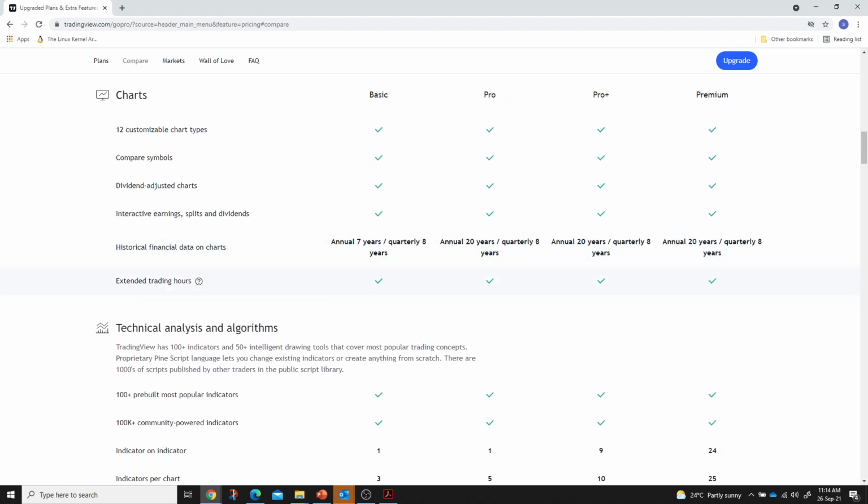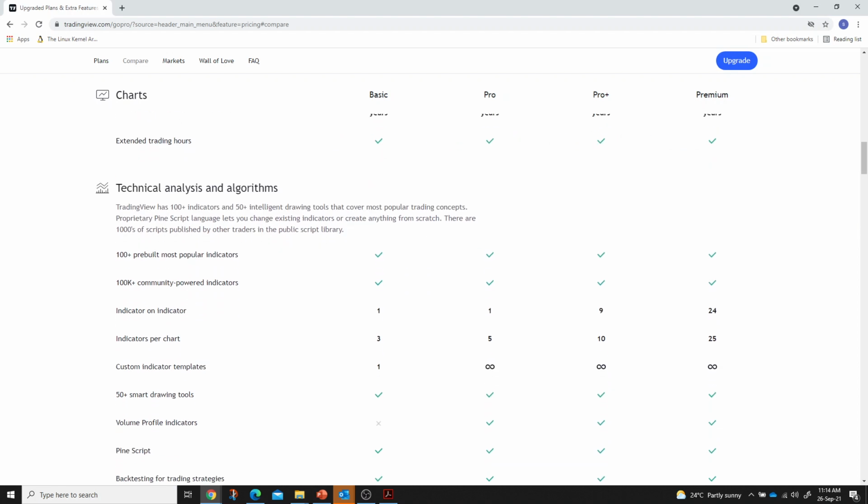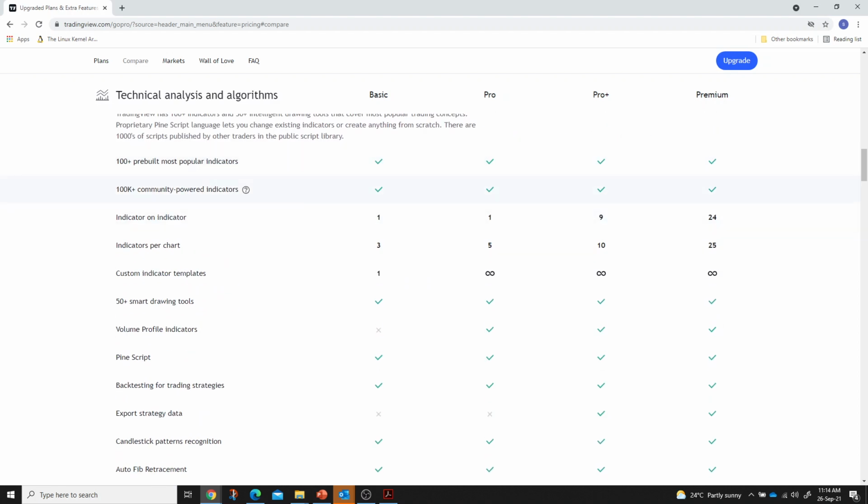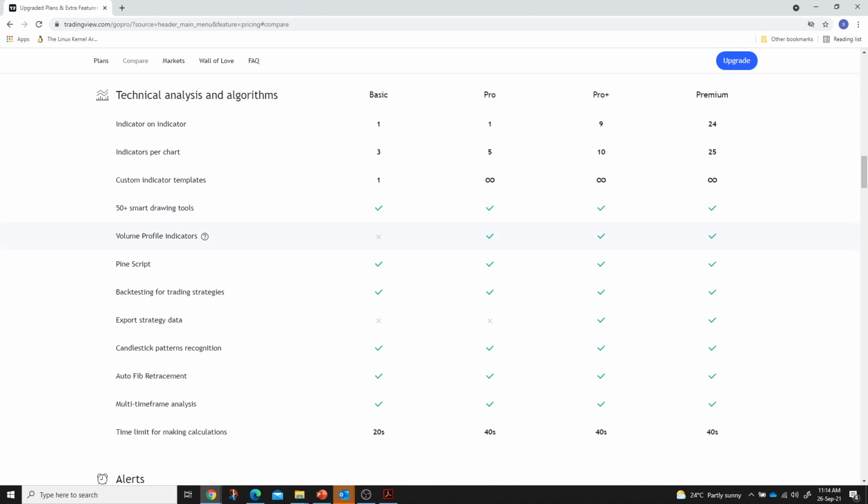Anyway, the whole market regime changes, so I only go till this. It's fine. Then technical analysis, it is nearly the same. More than three indicators, you are doing it wrong. That is my belief. So basic again is okay. You don't get volume profile. If you are a volume profile trader, you don't get volume profile. You have to use Pro Plus. I'll show you a shortcut how to get it in free also.